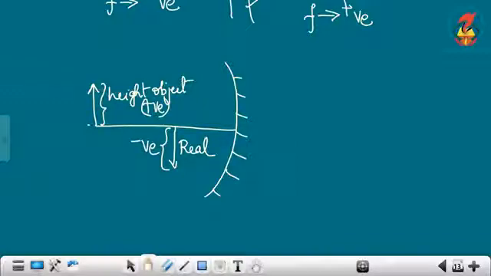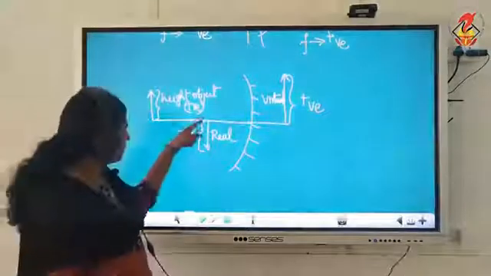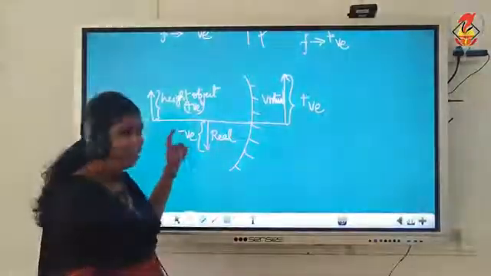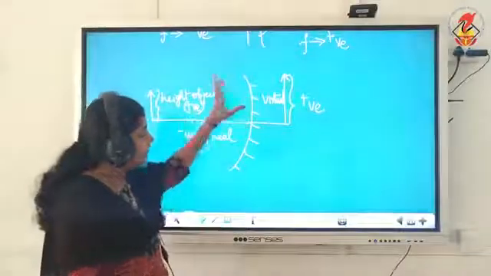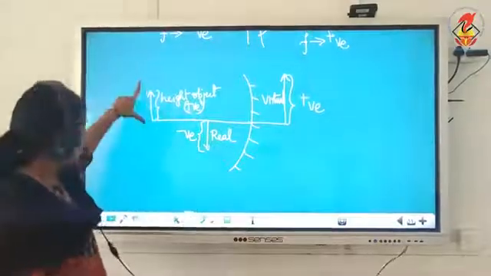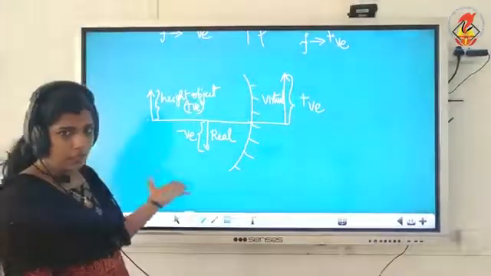Okay. Now, virtual image we will draw it here. This one is a virtual image. So, this one will be positive. Real image height will be negative. Virtual image height will be positive. Object height positive.